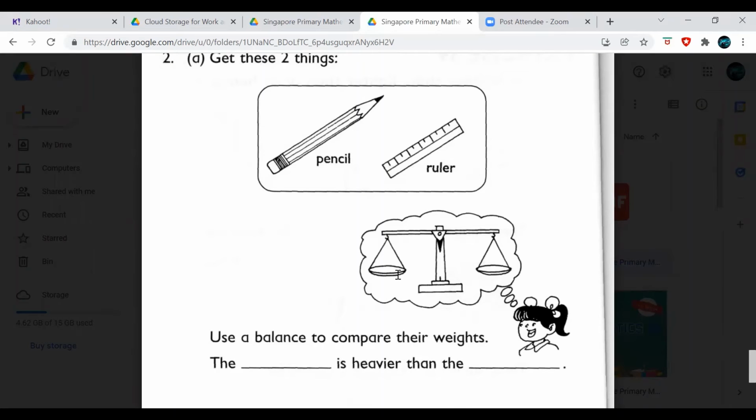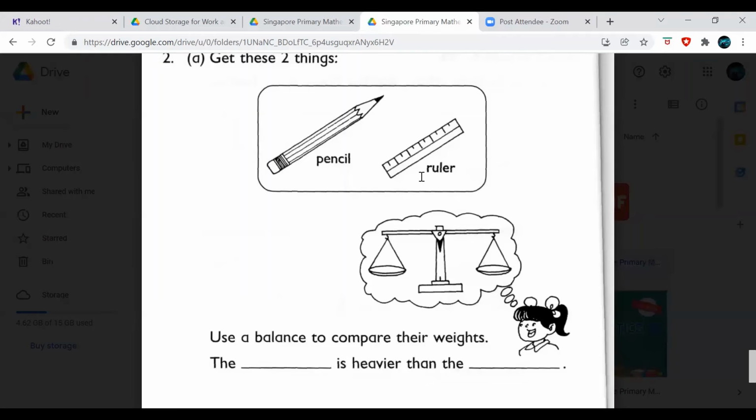Do you think a pencil is heavier or lighter than a ruler? Oh, okay. So a pencil is lighter than a ruler? I think so. Okay. Well, honestly, I don't really know. It depends on the type of ruler, how long the ruler is, and also the type of pencil, and how long the pencil is. Let me show you.